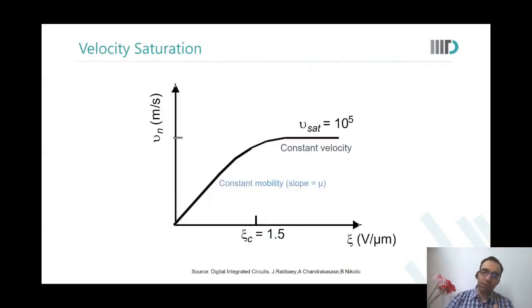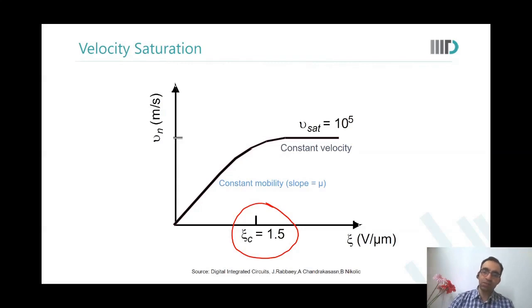Velocity saturation is behavior of silicon. यहाँ पे channel length की कोई बात नहीं है. यहाँ पे खाली electric field की बात है. When the electric field goes that high, velocity would saturate. In long channel devices, electric field doesn't reach there.